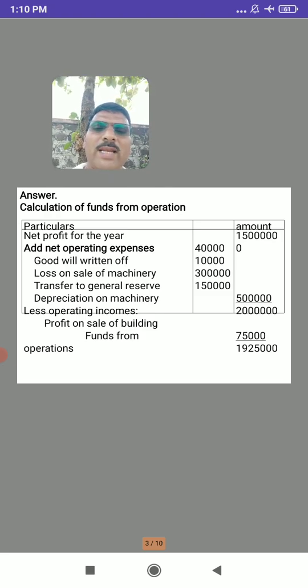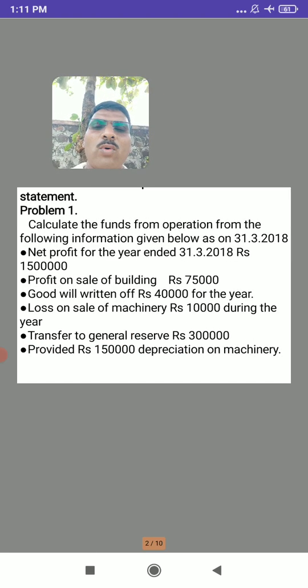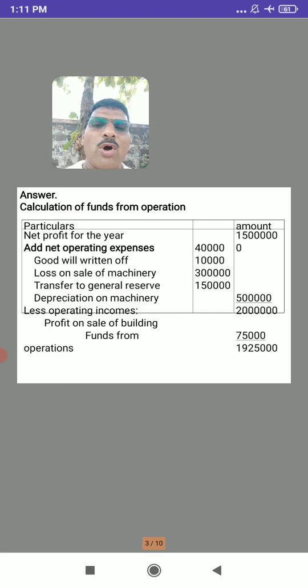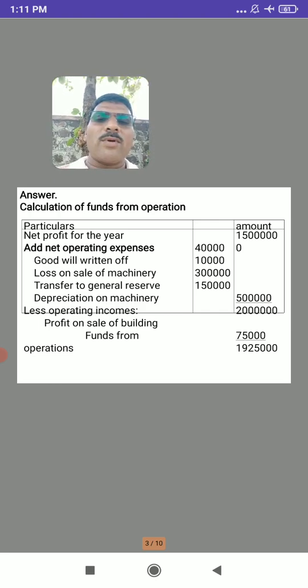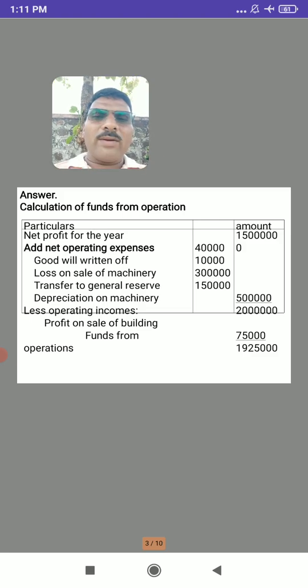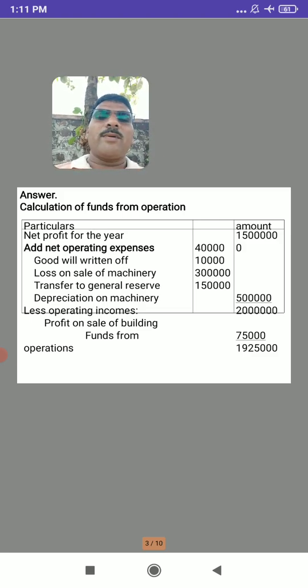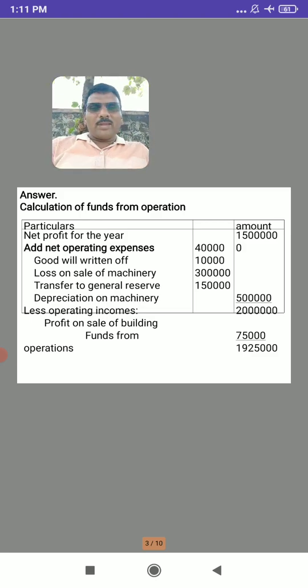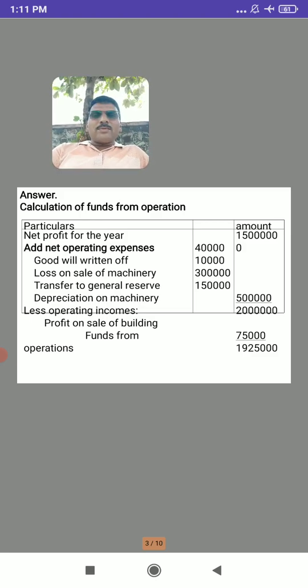Now from this 20 lakh rupees we have to deduct the non-operating incomes which are given in the problem. Here only one non-operating income is given, that is profit on sale of building, 75,000 rupees. So we deduct non-operating income of rupees 75,000 from 20 lakh, and automatically we get 19,25,000 as funds from operation. So this is a very simple thing to calculate funds from operation.